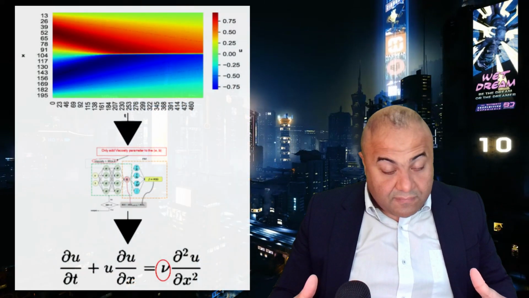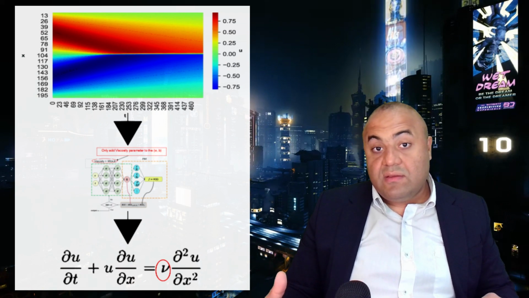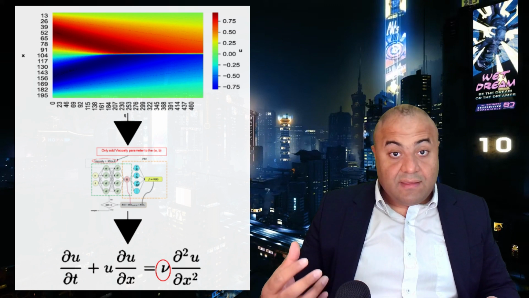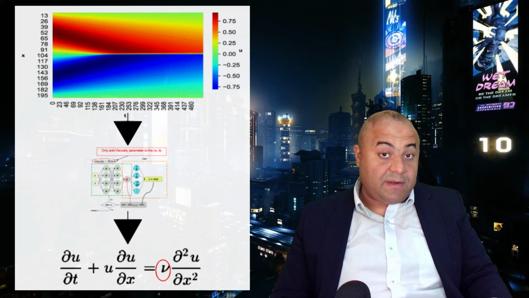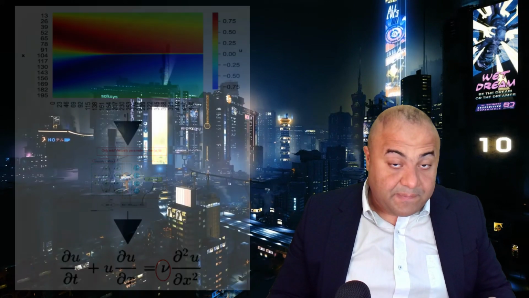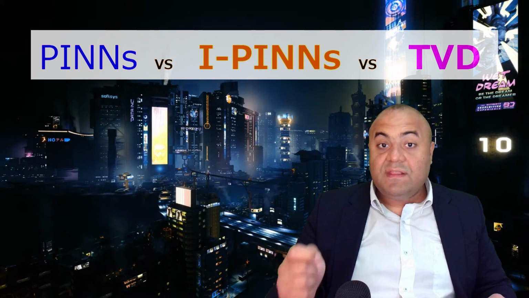After that, we will use this data to actually solve the inverse PINN problem, and we will compute the missing parameter. For example, in the Burgers' equation, it will be viscosity. We will compare the results of the inverse PINN for a specific problem, the results of PINNs, and even, of course, the results of the TVD data.